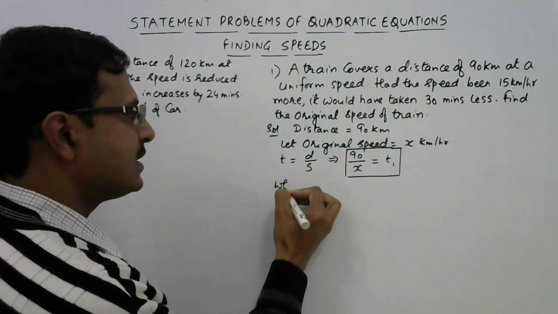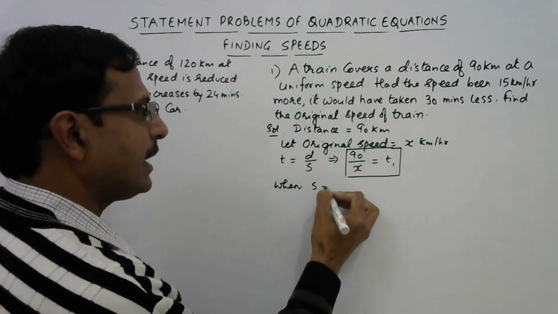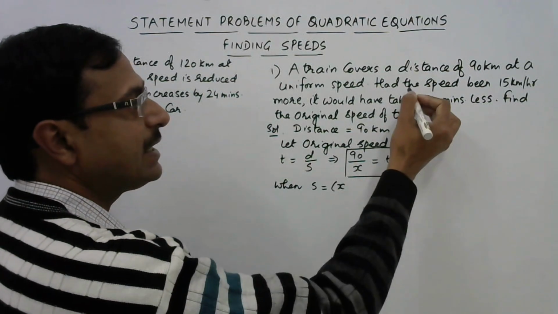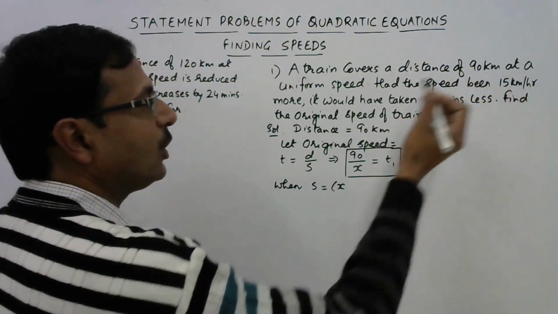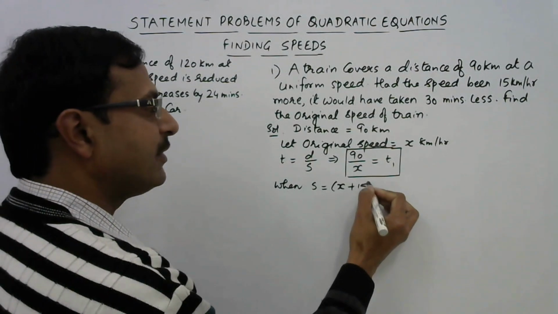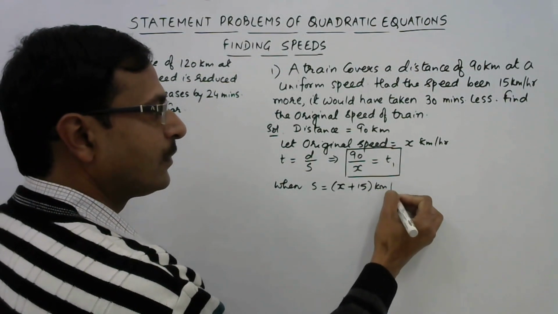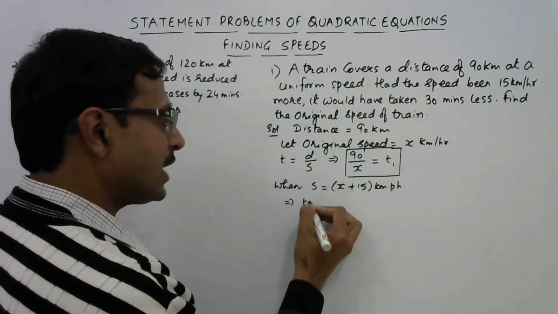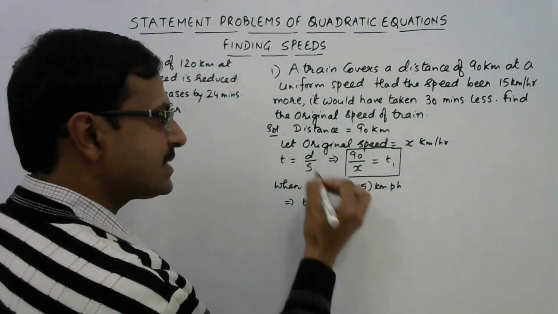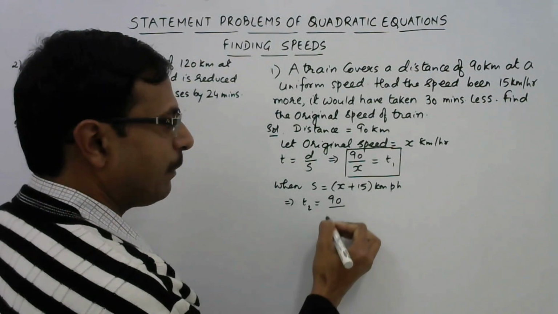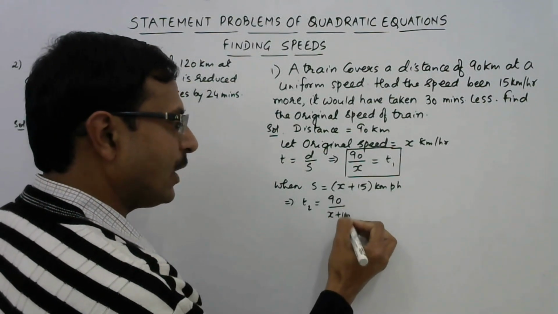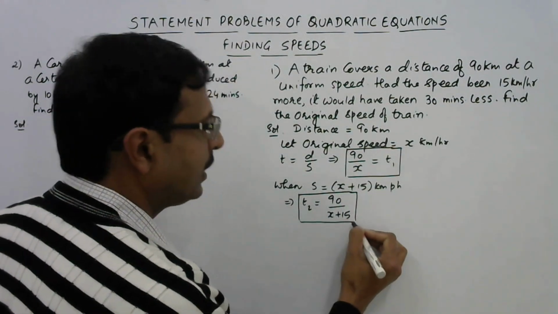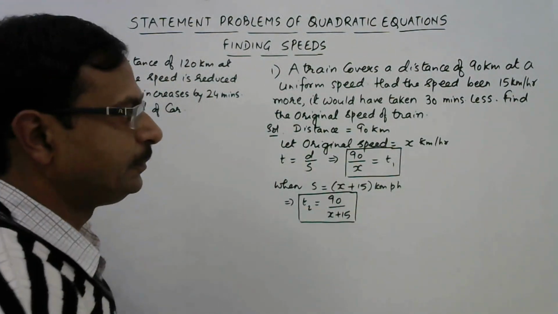Now original speed was x, now the speed is increasing by 15 km per hour. So x plus 15 kmph. Now this is the new speed. So that implies new time t2 will be distance is same, 90 upon speed is x plus 15 now. Now this is the second time taken with the new speed.